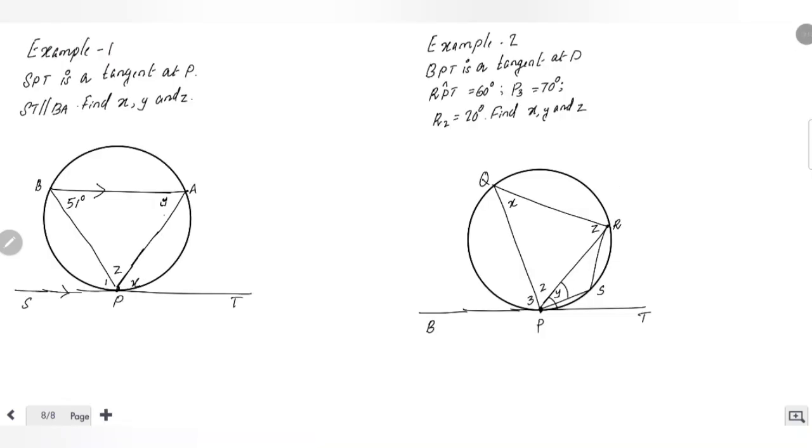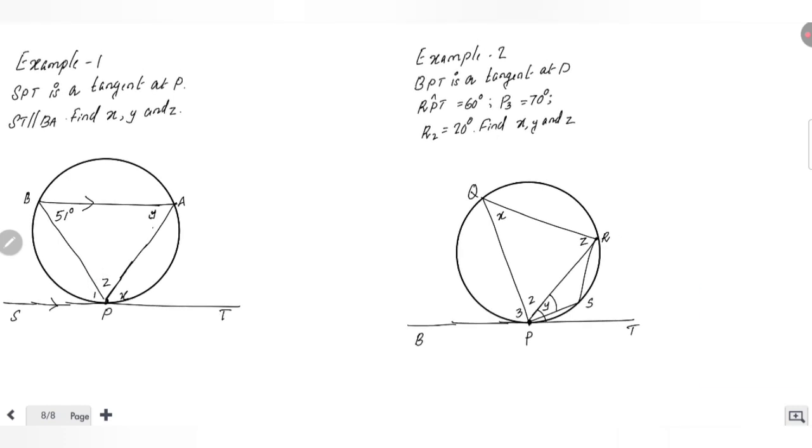Example number 1, you can see a diagram. They said that SPT is a tangent. Learners, in any diagram, if you see a tangent there, then you have to think about the tan-chord theorem. Okay, that is very important, tangent and chord. So when you look at the tan-chord theorem, did you see the tangent SPT? Did you see this angle? Look at this angle. This angle is equal to this.